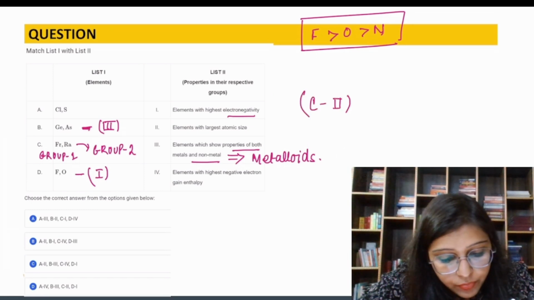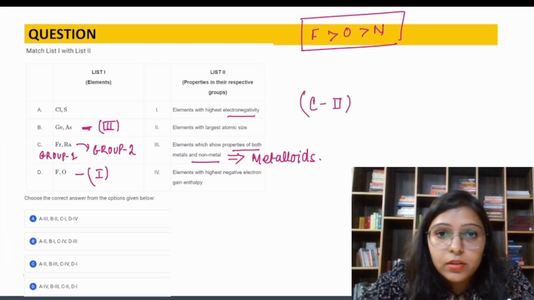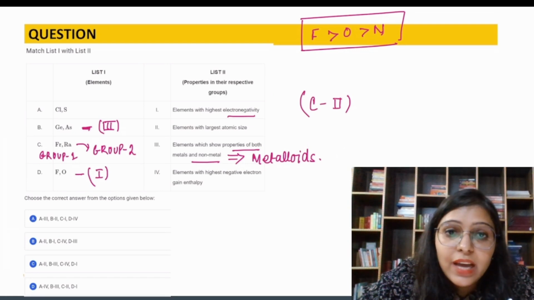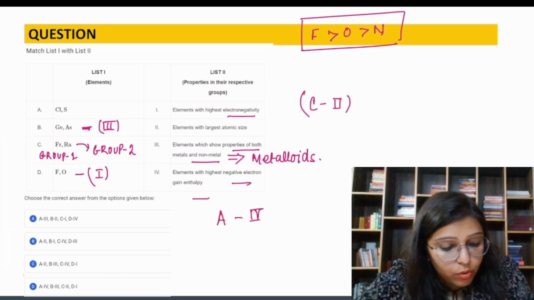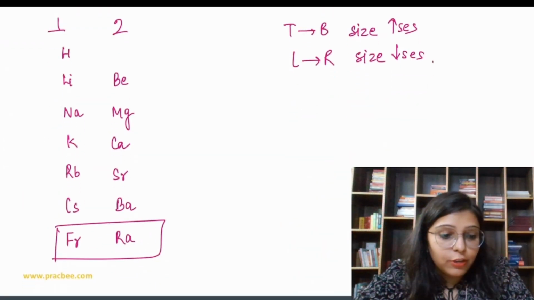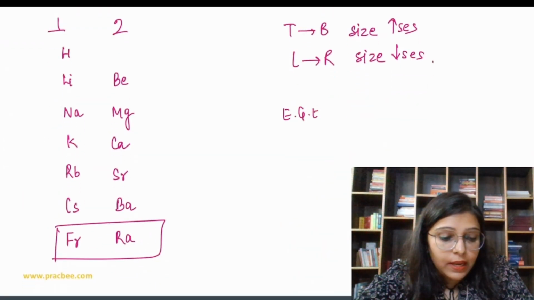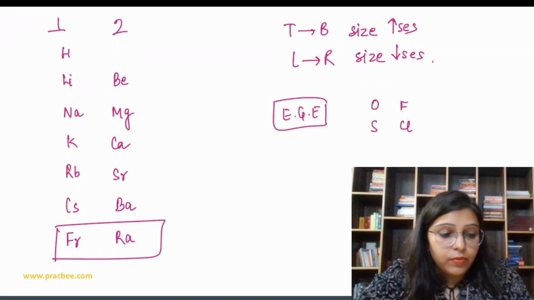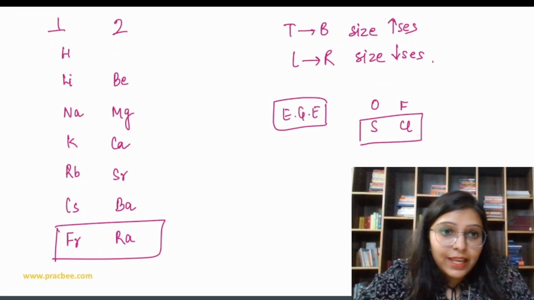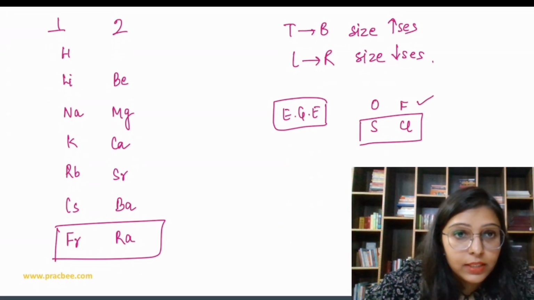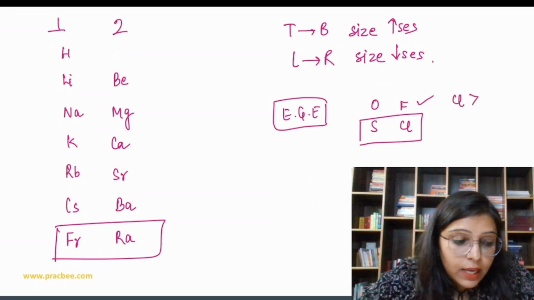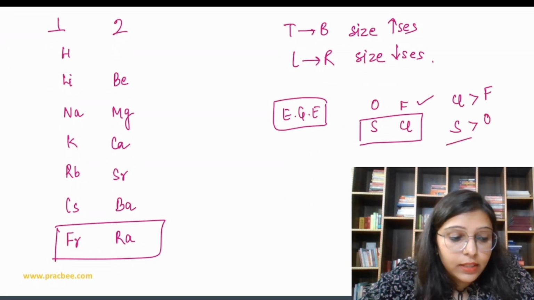Now we have A, chlorine and sulfur. Chlorine and sulfur are the elements with highest negative electron gain enthalpy, so A can be matched with 4. If we talk about electron gain enthalpy, we have fluorine and chlorine, and then oxygen and sulfur. Third period elements have more electron gain enthalpy in comparison to the second period elements. It means chlorine's electron gain enthalpy is greater than fluorine's, and sulfur's is greater than oxygen's.